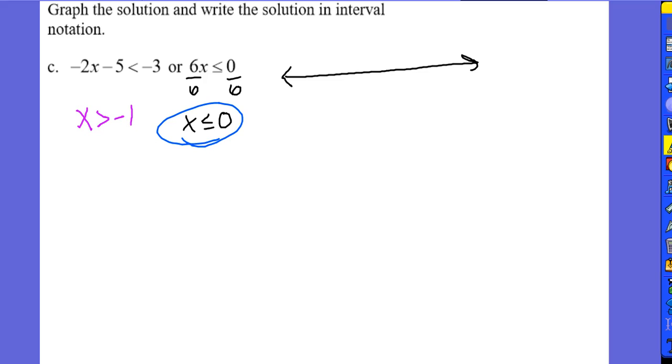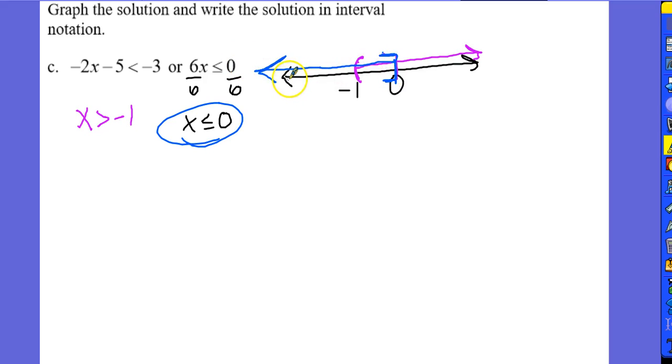All right, so I'm going to put my two numbers on my number line, -1 and 0. And I'm going to use my colors. So x is greater than -1, so that one goes that way. And all of those answers are true for the first one. So that's part of our answer. And then this one says x is less than or equal to 0. Well, that goes that way, forever and ever. So everything in blue is true for this.